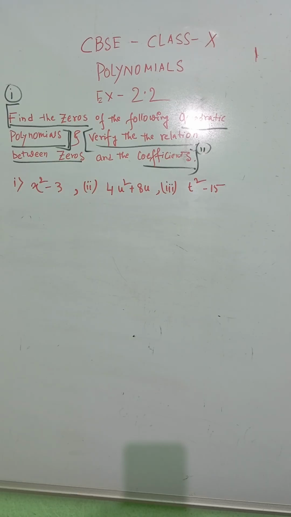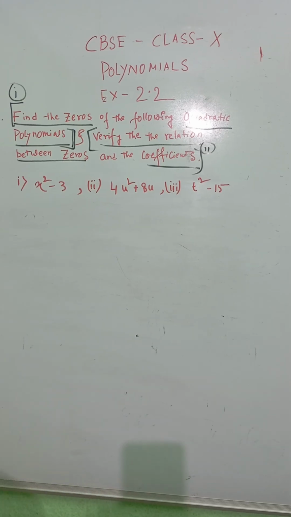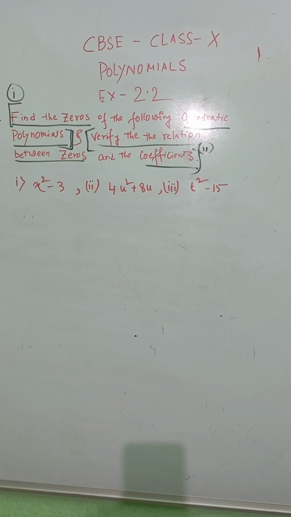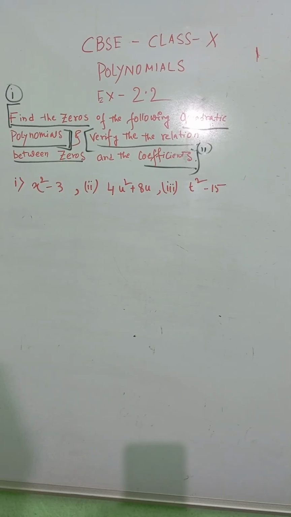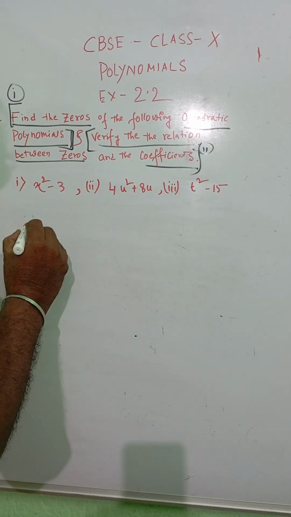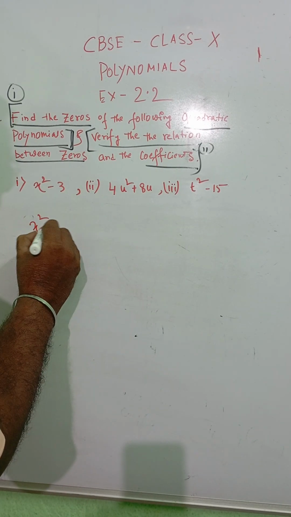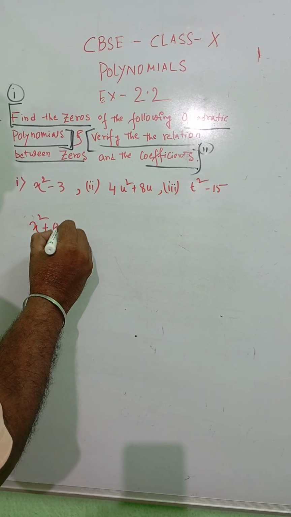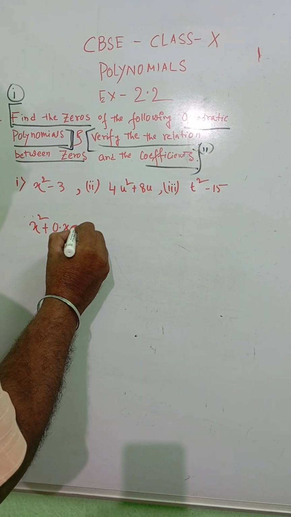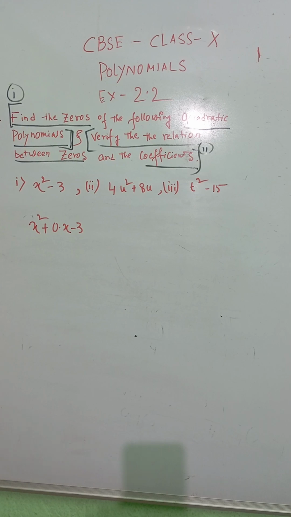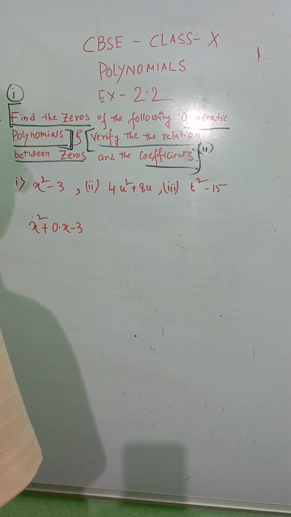CBSE Class 10 Polynomials Exercise 2.2. Now these are the three polynomials. Why are these polynomials? This is x square plus 0x minus 3. It's a polynomial. It's a quadratic polynomial.